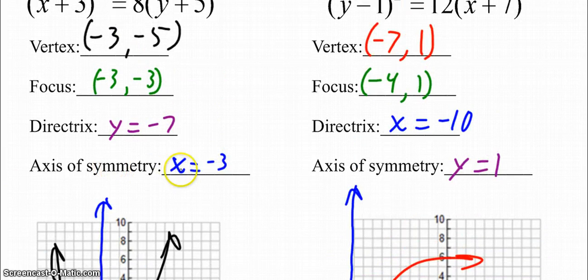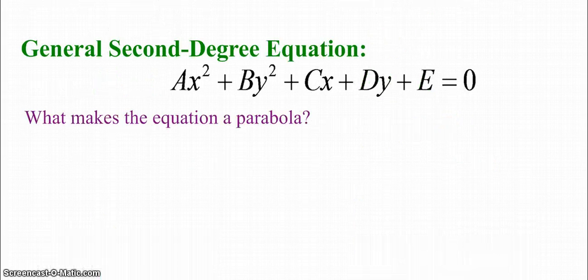Notice that the axis of symmetry is an x equals when this is a vertical parabola, and it is a y equals when it's a horizontal parabola, and the directrix, those switch as well. So when it's a vertical parabola, the directrix is a line y equals, and when it's a horizontal parabola, the directrix is line x equals. Now, what about the generic form, or the general second degree equation? How do I identify a parabola? Actually, a parabola is the easiest one to identify.